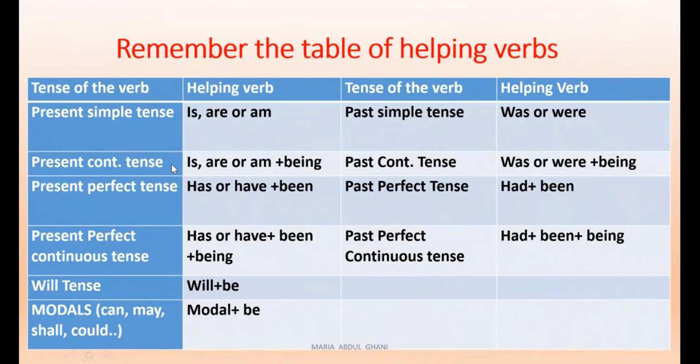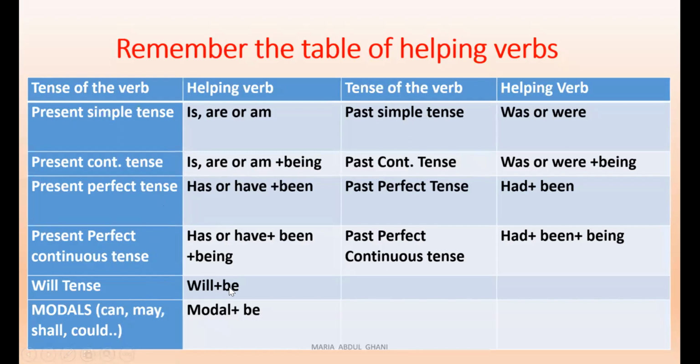A present continuous tense, when it is continuous, like I'm playing football, she's talking, is or are or am plus being. When you have present perfect tense, you have to use the helping verbs has or have plus been. When it is present perfect continuous tense, has or have plus been plus being. This verb doesn't come in the test usually. You don't use it all the time, so it's okay not to memorize it.